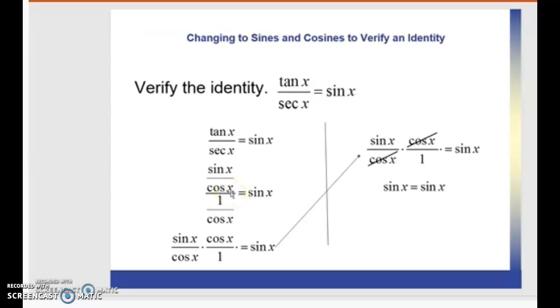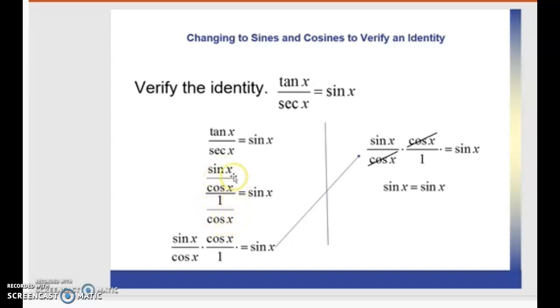Continuing with an example of the technique changing to sines and cosines to verify an identity. This example is the tangent of x over the secant of x is equal to the sine of x. Well, we're changing to sine and cosine, so that means the tangent of x must be replaced with its definition that involves sine and cosine. We know the tangent of x is equal to the sine of x over the cosine of x, making that change or substitution. The secant is also defined as 1 over the cosine of x, so making that change.